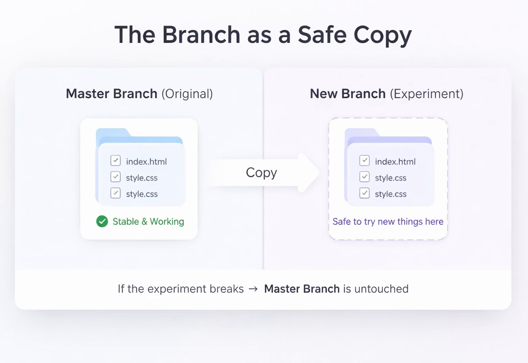You leave the original project exactly as it is, you take a copy of it into a new branch, and you do all your experimental work there. If your new feature gets completely messed up, your main project is completely safe. Nothing is broken. You just throw away the bad branch and start fresh. That safety net is exactly why branches are so powerful.